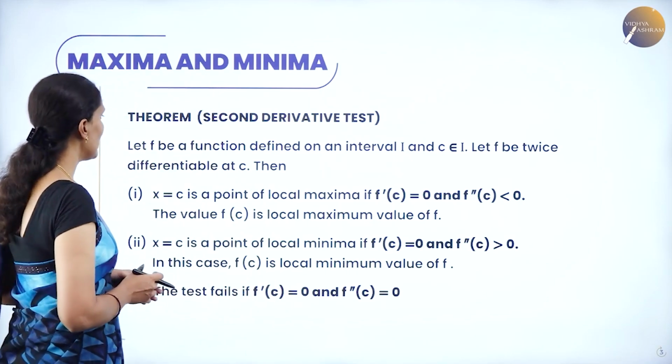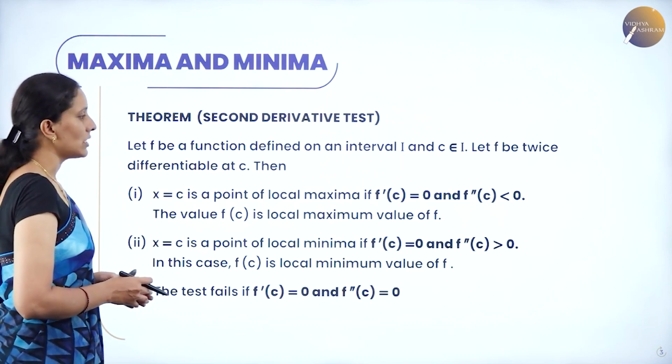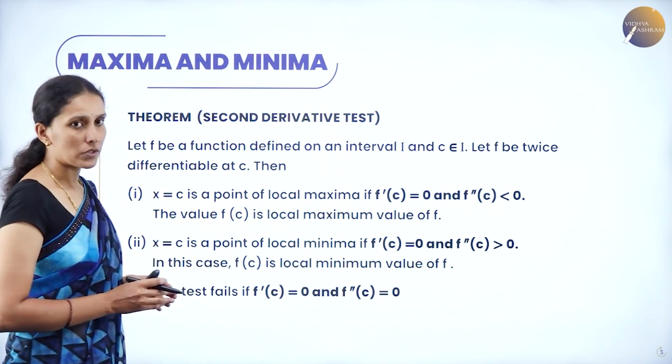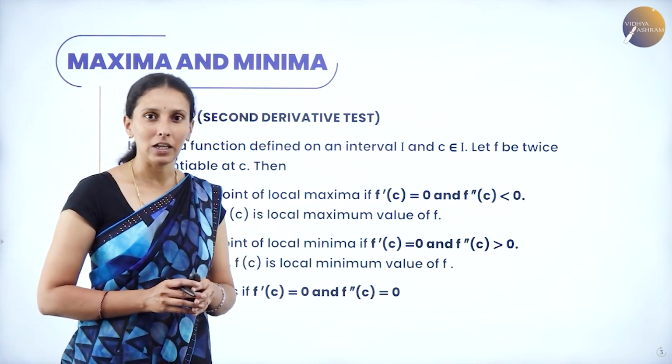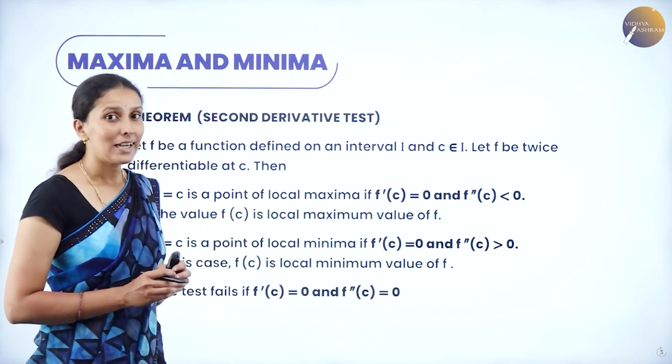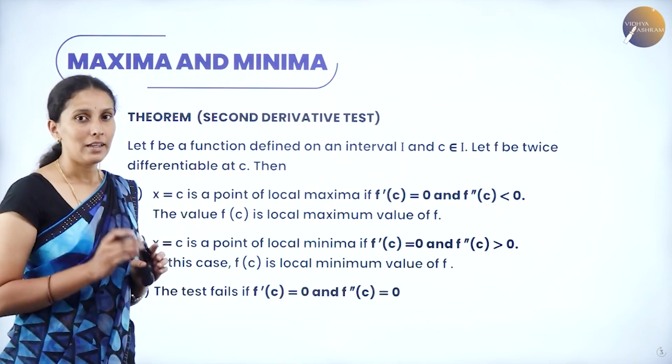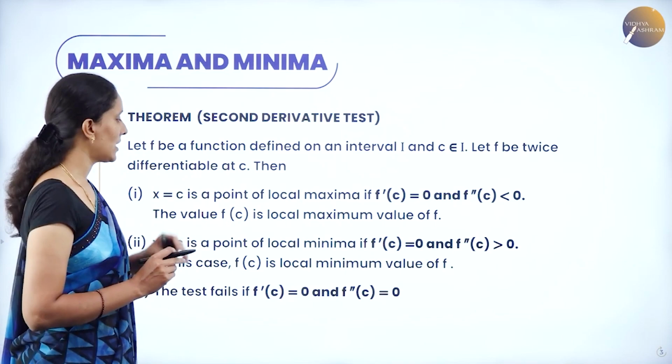So what does it say? Let f be a function defined on the interval I and c belongs to I. So let c be some critical point belonging to I. Let f be twice differentiable at c. It has to be derived twice at the point c.